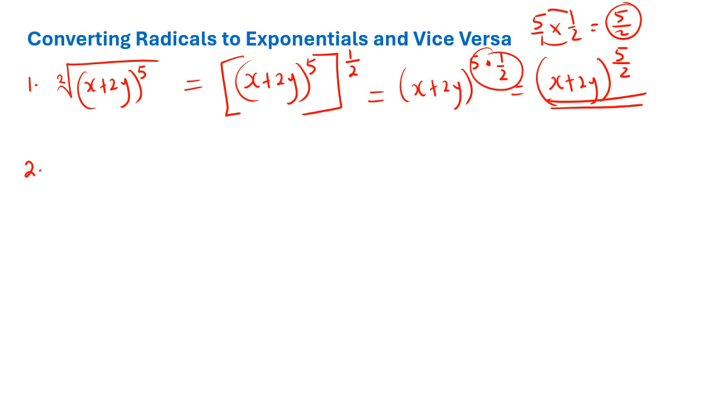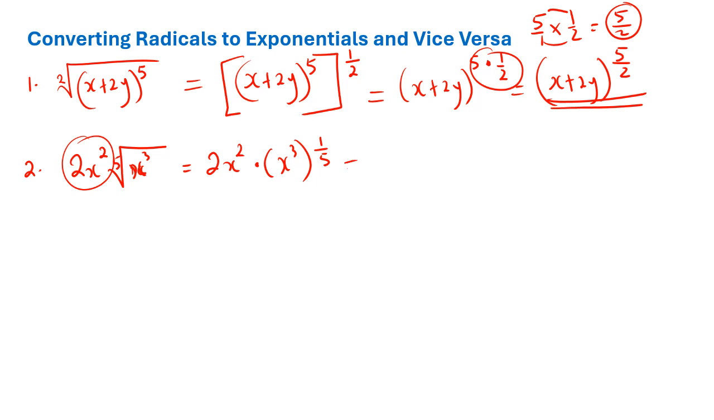Number 2, we have another expression here. It says 2x squared with the fifth root of x to the third power. Now to convert this, the 2x squared is not in the radical, so we'll just keep it separate, and then we'll multiply by x to the third power raised to 1/5, because that's how you convert that. The fifth root of any radicand will be the radicand to 1/5.